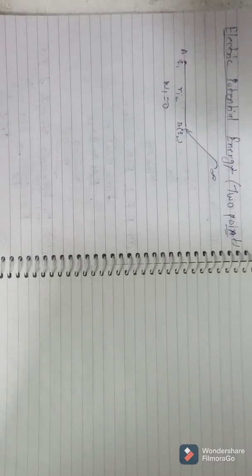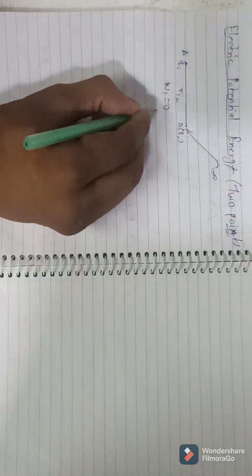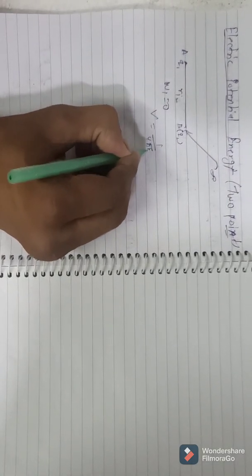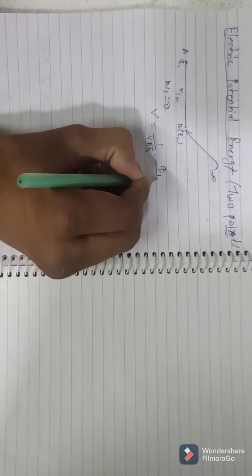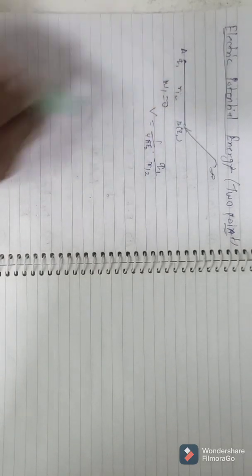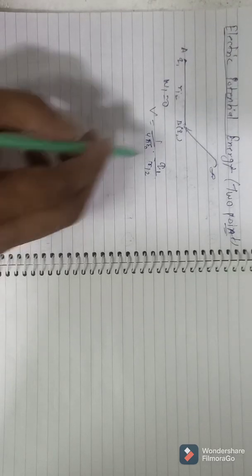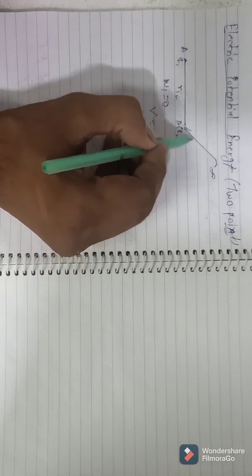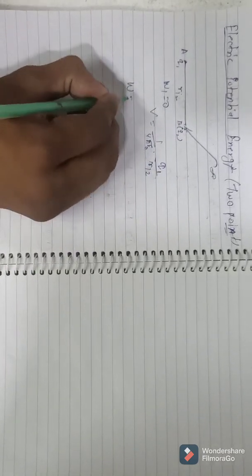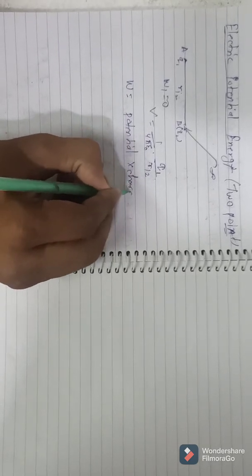Now first, we will find the electric potential at point B due to the charge q1, and it will be equal to 1 by 4 pi epsilon naught times q1 by r12, where r12 is the distance of charge q2 from charge q1. Now we need to find the work done to bring the charge from infinity to this point. We know that work done is equal to potential into charge.